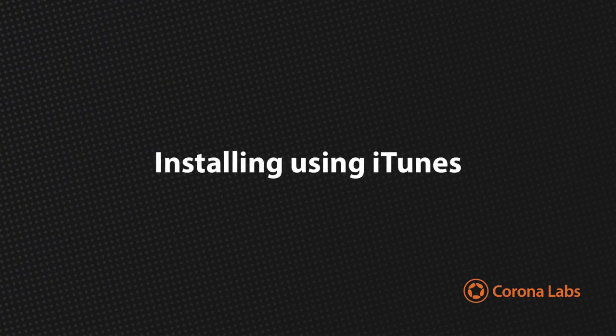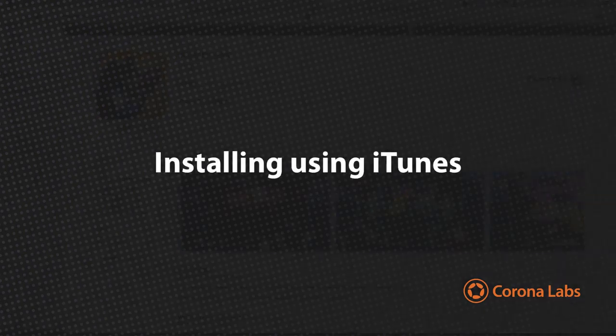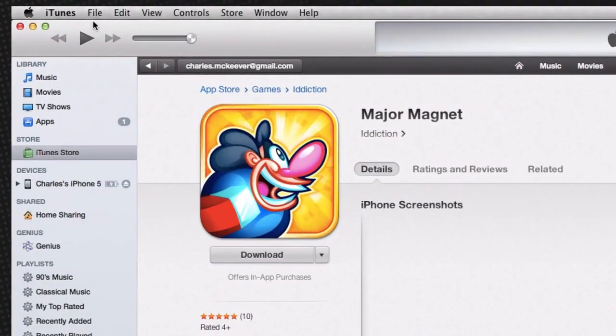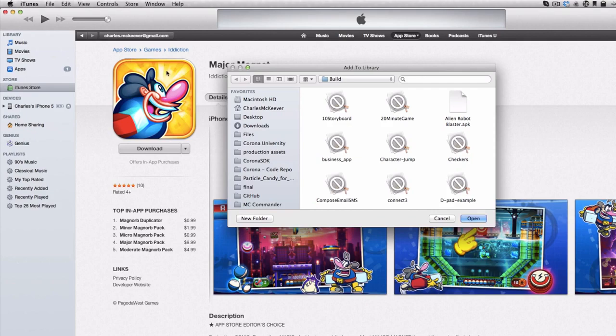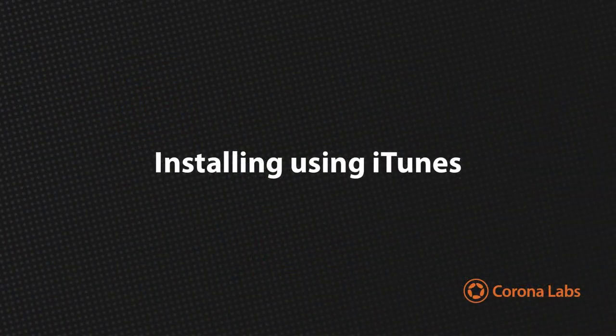When installing your app using iTunes, ensure that iTunes is open. Select File, Add to Library, or Command O, and navigate to the .app file that was generated by Corona. Alternatively, drag the file over the iTunes dock icon and release. The view should change to the device's info screen and show all installed apps. Confirm that the app is listed in the Apps menu on the left. Sync the device and the app should install.